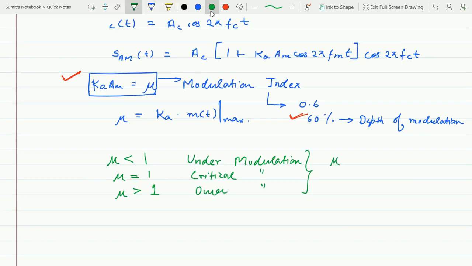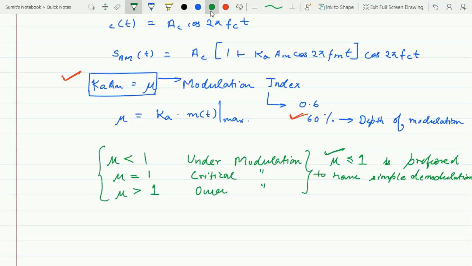And I'll discuss this again in the future. So mu less than or equal to 1 is preferred to have simple demodulation. Once we enter demodulation of AM, you will understand how mu less than or equal to 1 will give you a simple demodulation circuit. So just remember this for some while. We'll discuss it and understand the details later.